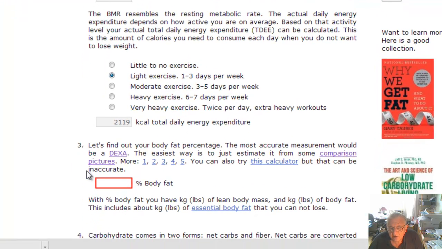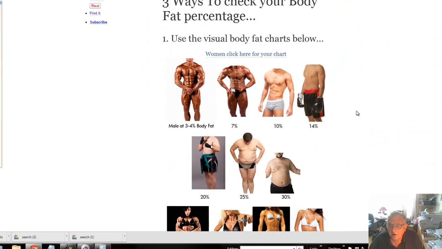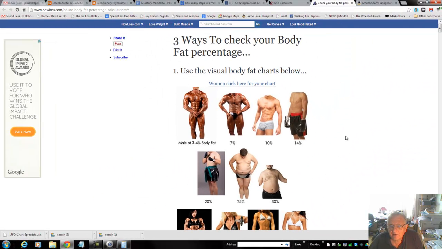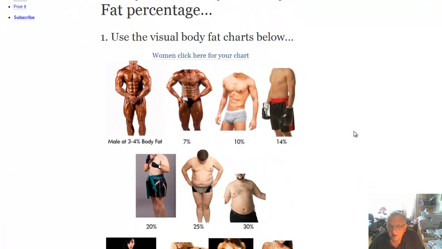The next thing it says, let's find out our body fat percentage. And it says the most accurate way would be a DEXA. Well, DEXA involves doing x-rays and all sorts of complicated things. There are lots of scales, bathroom scales, which if you stand on them in bare feet will tell you what your body fat is. And it says here the easiest way is to just estimate it from some comparison pictures. So if we click this link, what we get is pictures that look like this. So let's go along here.